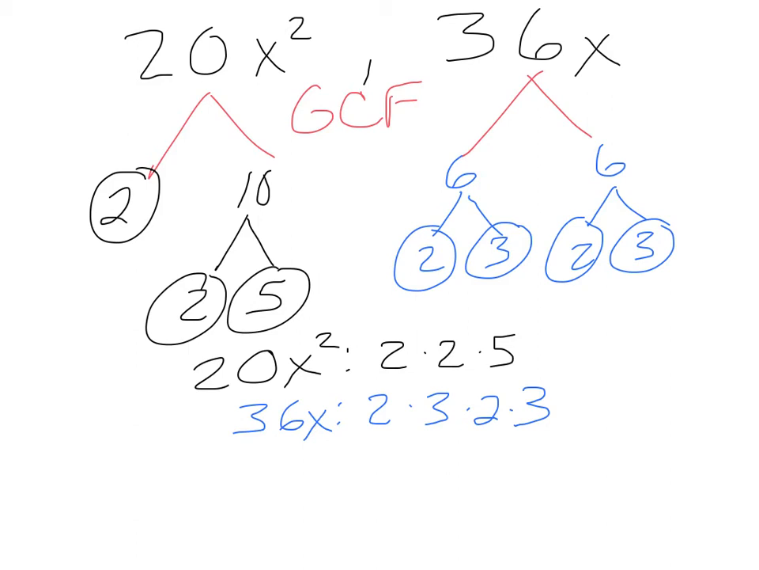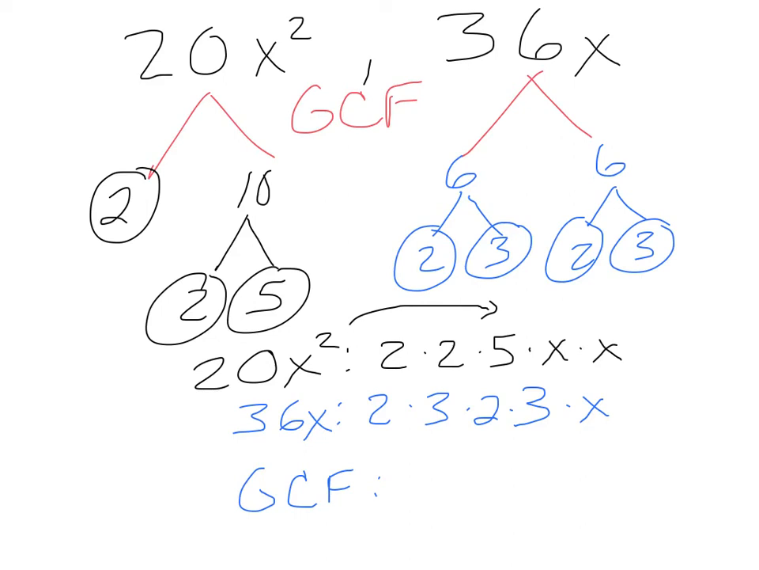So we can add something to this prime factorization. We can add this x squared idea. X squared is really x times x. That was easy. And here on the bottom we have 36x, so 36 is multiplying x. So let's just multiply x at the end. Same rules apply for finding the GCF.